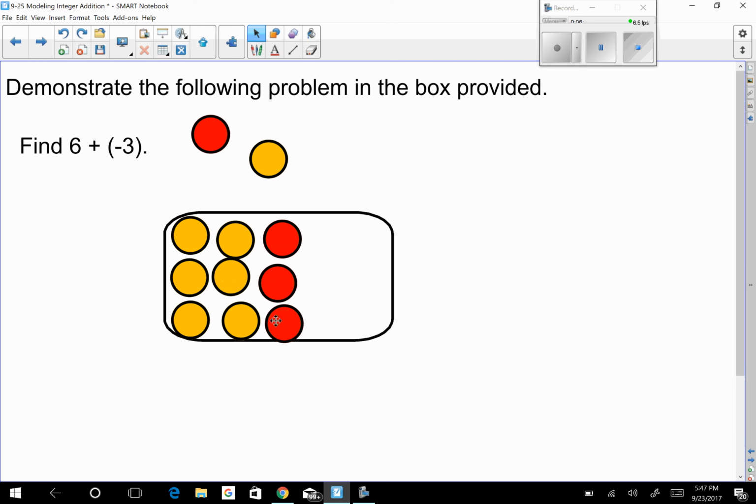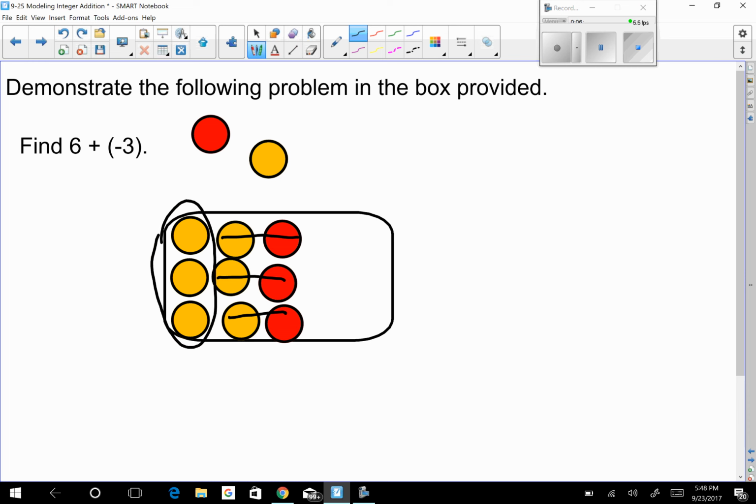Okay, now remember, what did we say about one positive and one negative? They cancel each other out. They make 0. So there, those two cancel, and those two cancel. There's no more negatives to cancel out any more positives. So these 3 positives, that's what we've got left. So 6 plus -3 is equal to +3.